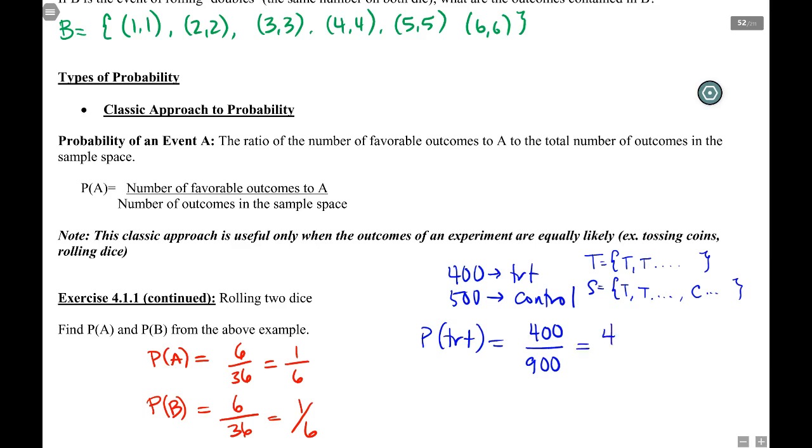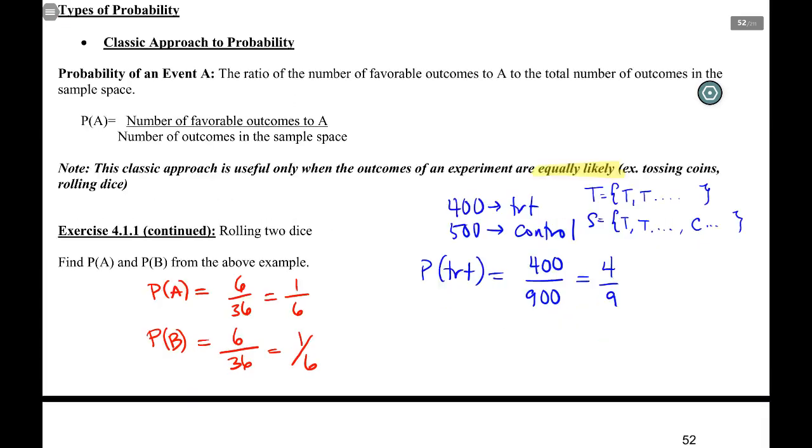So that's how you got this 4 over 9 for that first problem. It is just basic, classic probability approaches. Now, the biggest, most important thing here: it's only possible when we're talking about things that are equally likely. So rolling a die, or picking people randomly for treatment versus control, those are the only times that this is actually going to be useful.